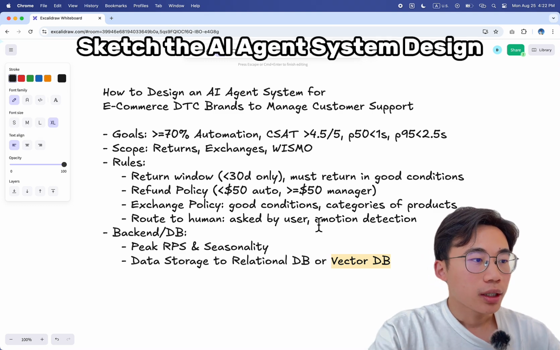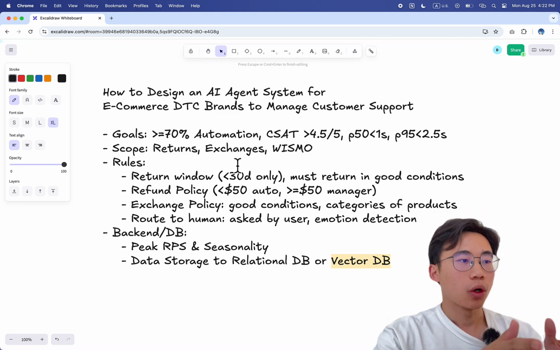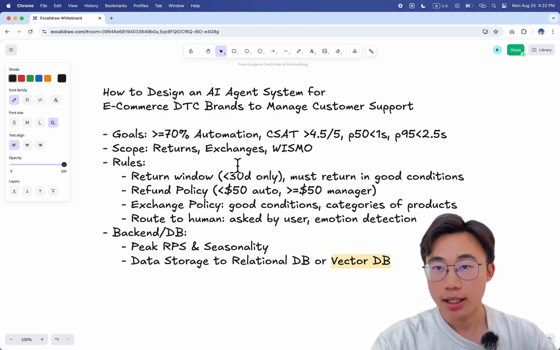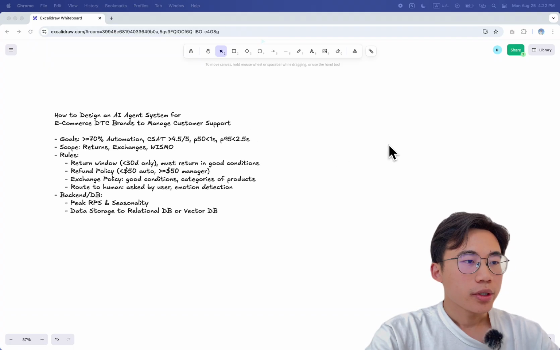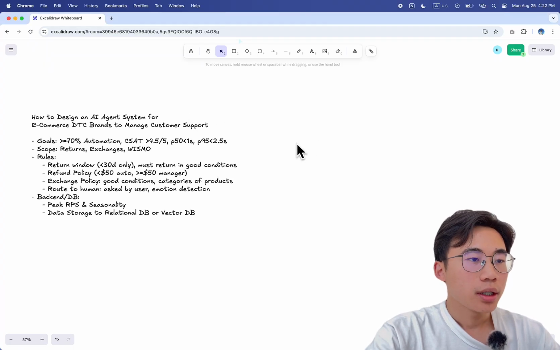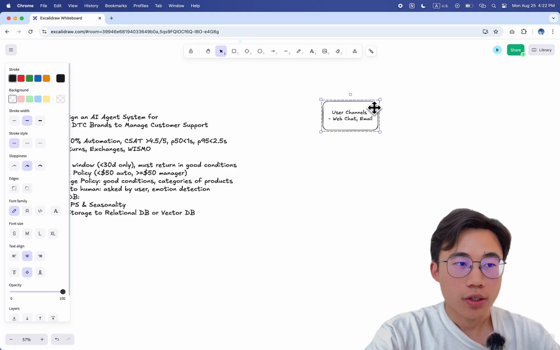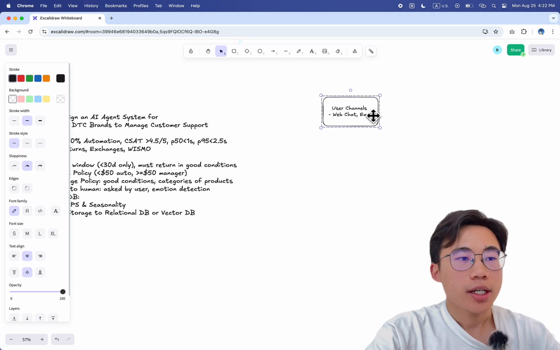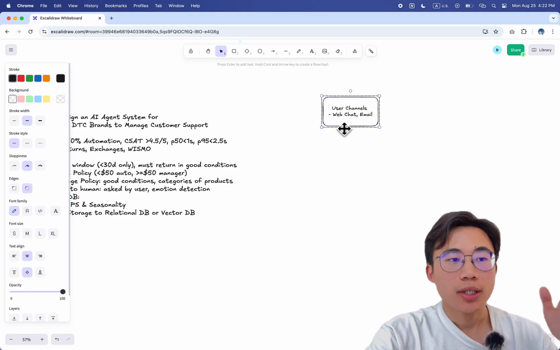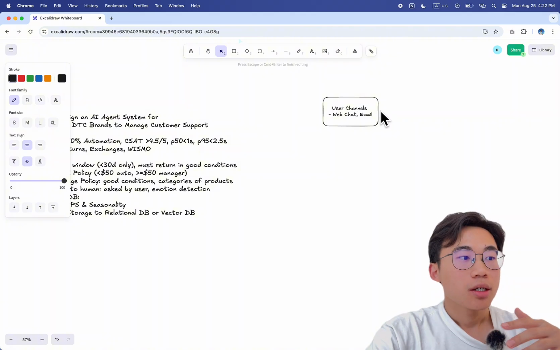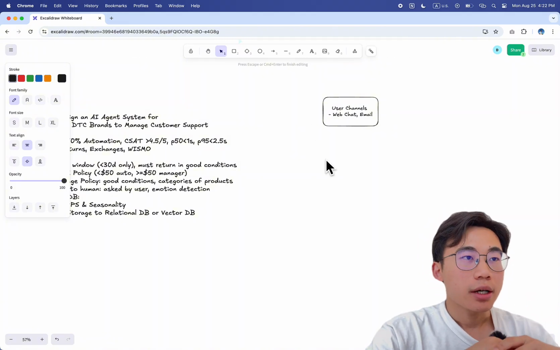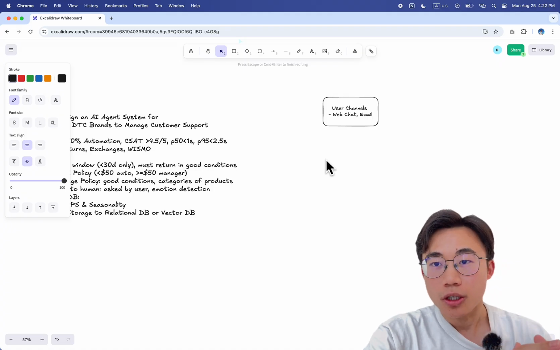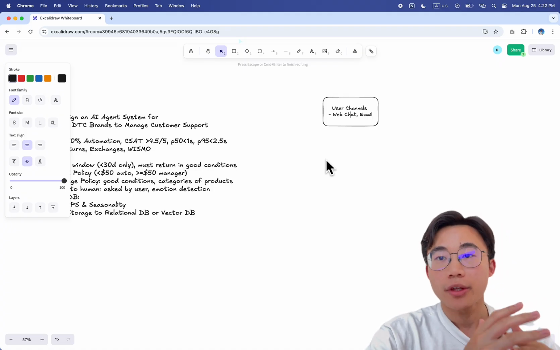So given this current scope, the goal, the rules, and the backend database, let's jump in and start designing the AI agent system, okay? The first thing we need to think about is when a user will start to interact with our system, right? In this case, our user channels are going to be website chat and emails, okay? If you think about this more holistically, we're not going to directly allow anybody to start using the system. So we're going to start with some authentication first.